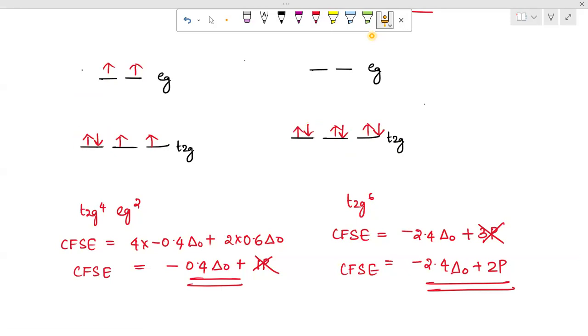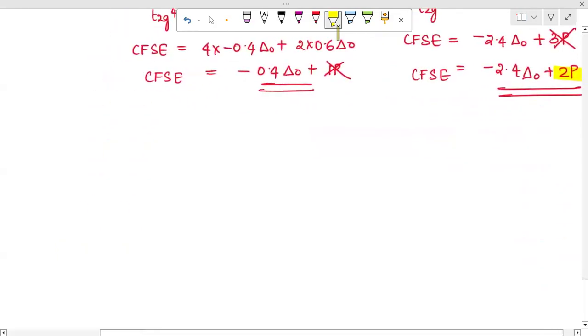So that you need not count. One of the pairings would happen naturally. The other ones have been happening by force, for which you have to give pairing energy, 2p. So always when you write the pairing energy of low spin complexes, compare it with the high spin complex. You will understand it better when we do the next systems.